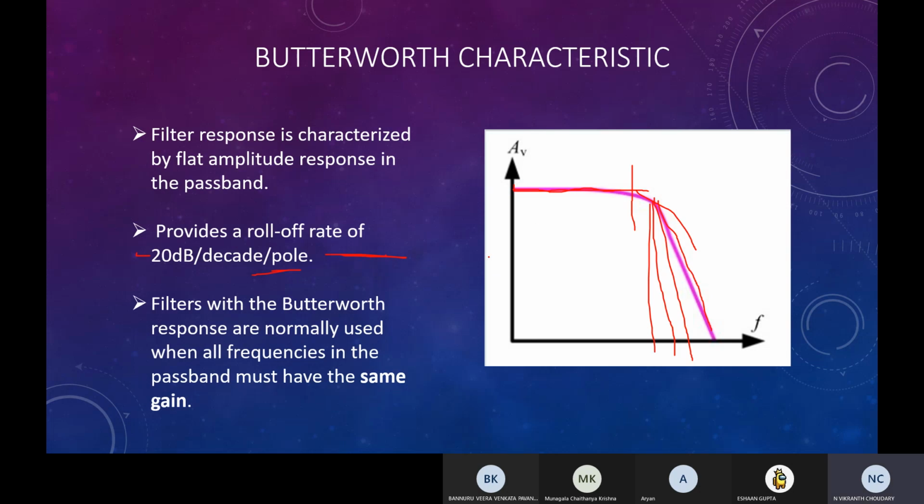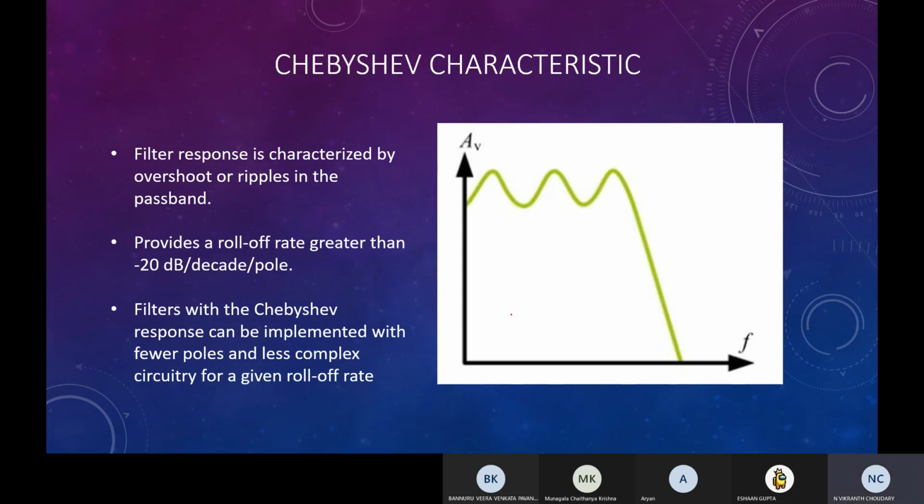So this is Butterworth characteristics. The gain would be almost horizontal most of the time, and then it will start decreasing at a roll off rate of minus 20 decibel per decade. And next are Chebyshev characteristics, and over here there will be ripples in the gain. So Butterworth is a horizontal line, and for a Chebyshev it would be ripples.